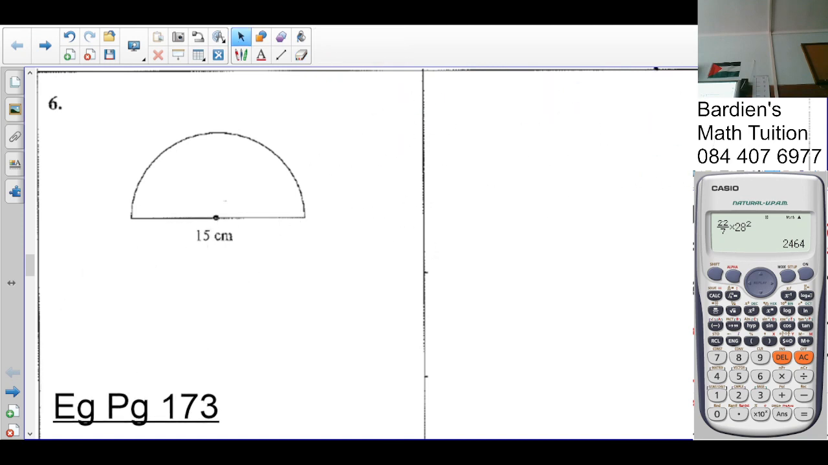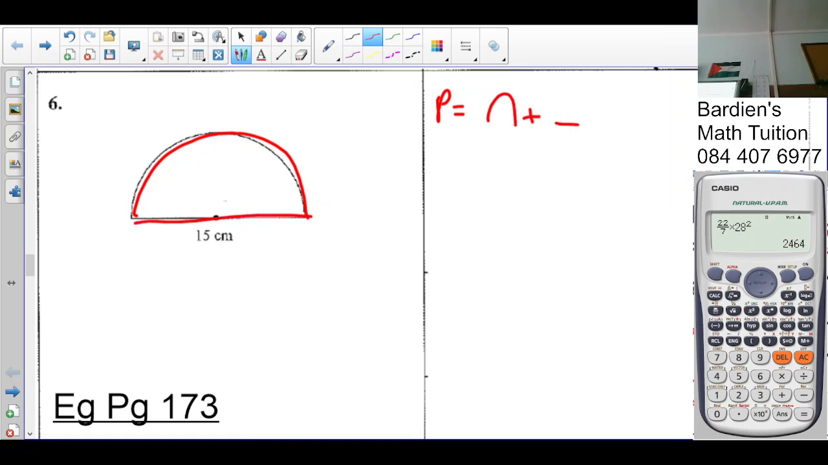Okay, so we're looking at example 6 on page 173. We are asked to calculate the perimeter and the area. So if you look at the perimeter of this shape, it's going to be that semicircle, which is half a circle, not so? That semicircle plus this length here. Remember that the semicircle is made up of a basic shape. Which shape is it made up of? A circle. But it's semi, so it's half of that circle.